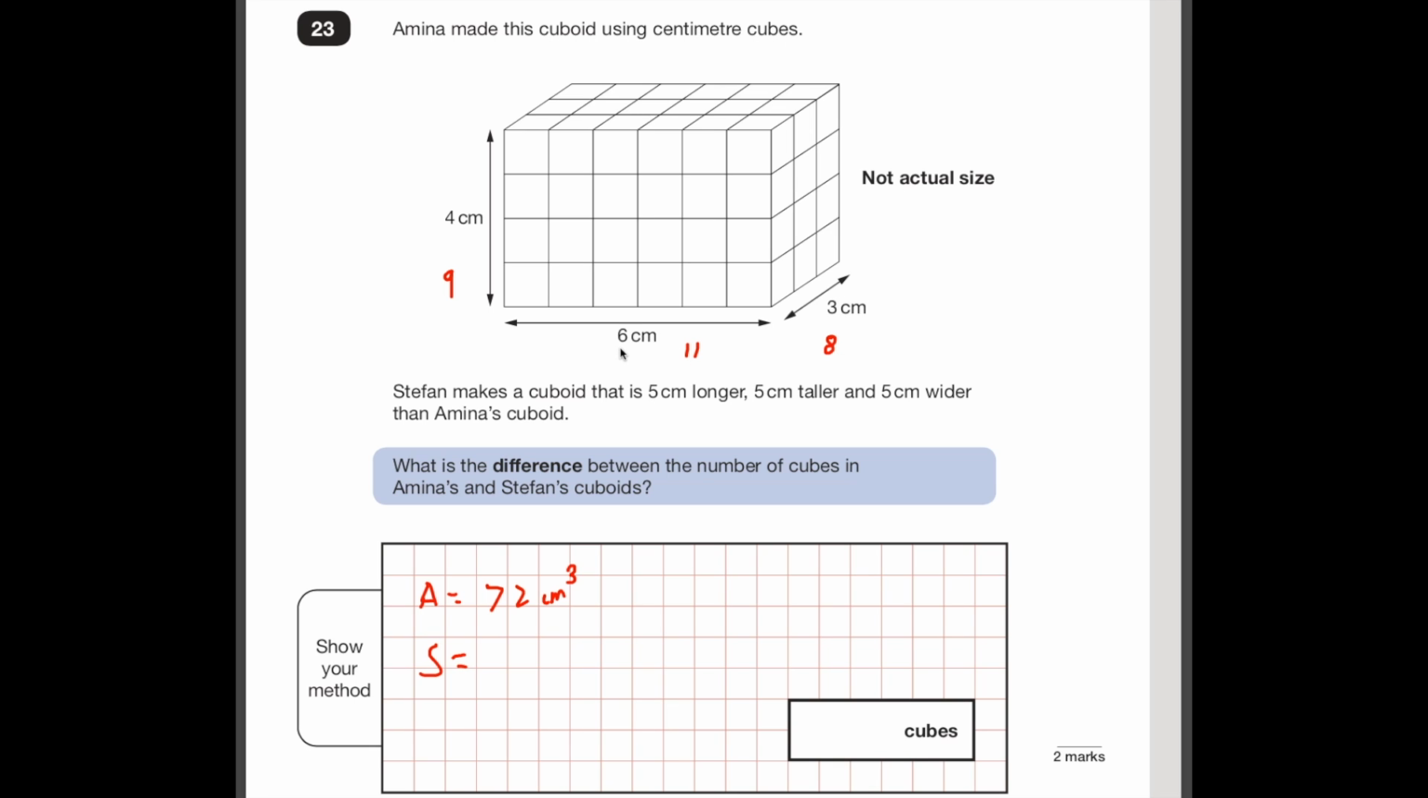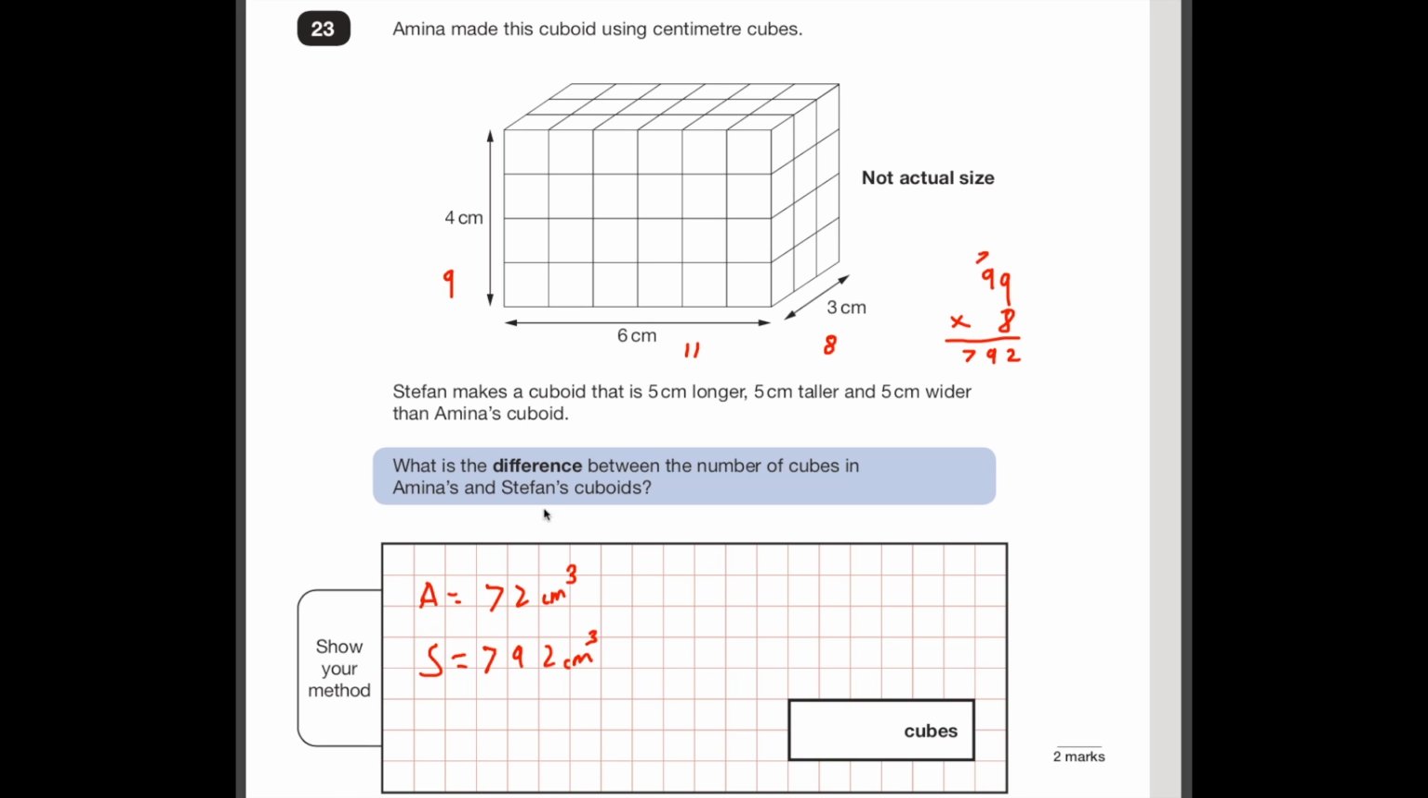If we want to work out Stefan's volume, then we need to multiply these all together. So we need 9 times 11, which is 99. 99 times 8, let's do a bit of working out. You can write wherever you want to in the test, as long as you don't write in the answer box. You can do some working out up here, that's fine. 8 times 9 is 72. Put the 2, carry the 7. 8 times 9 again is 72. Plus the 7 is 79. So our answer here would be 792 centimetres cubed.